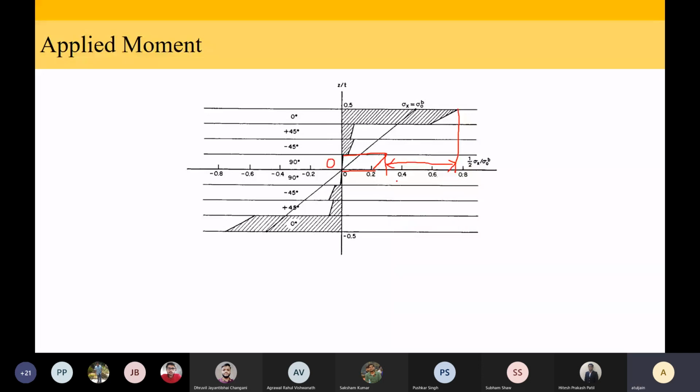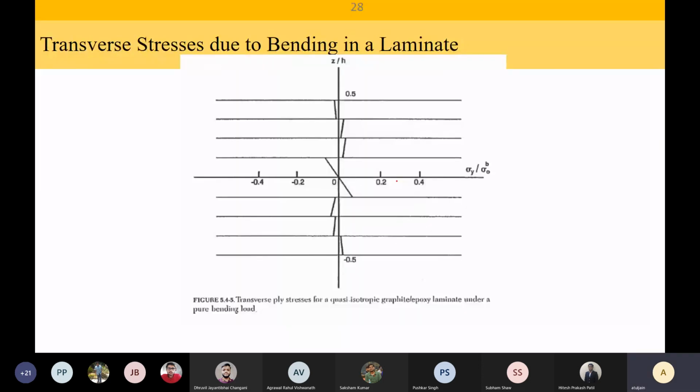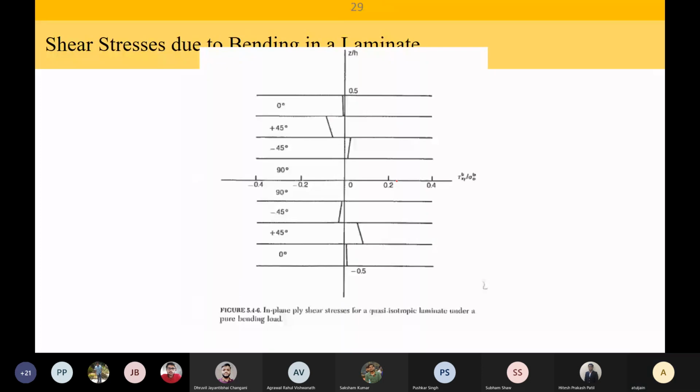Okay or not okay? This will be the transverse stress. They'll be very close to 0, and this will be the shear stress.